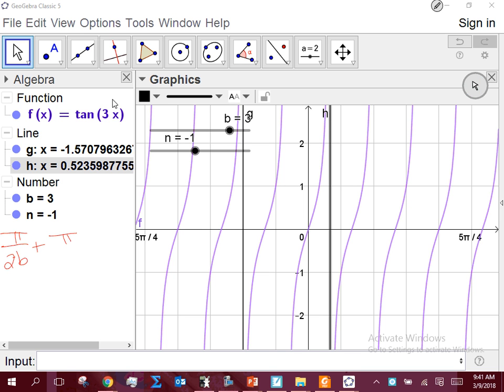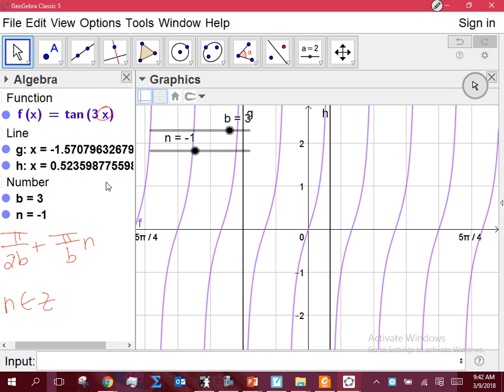Well, what is my period? The period for my tangent is always pi. But if that's a number other than 1, it's got to be pi divided by that number, right? So pi divided by b. And I'm going to do the exact same thing. That's only going to give me the second asymptote. I need to put an n on that, where n is an integer, to get all my other asymptotes.